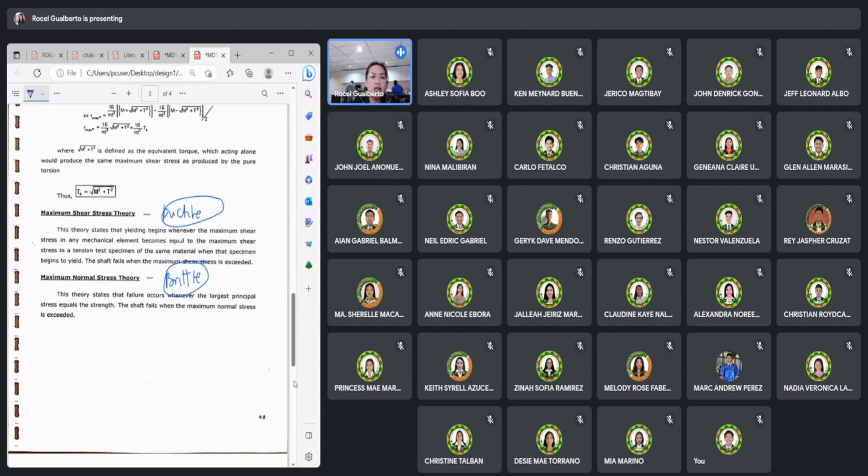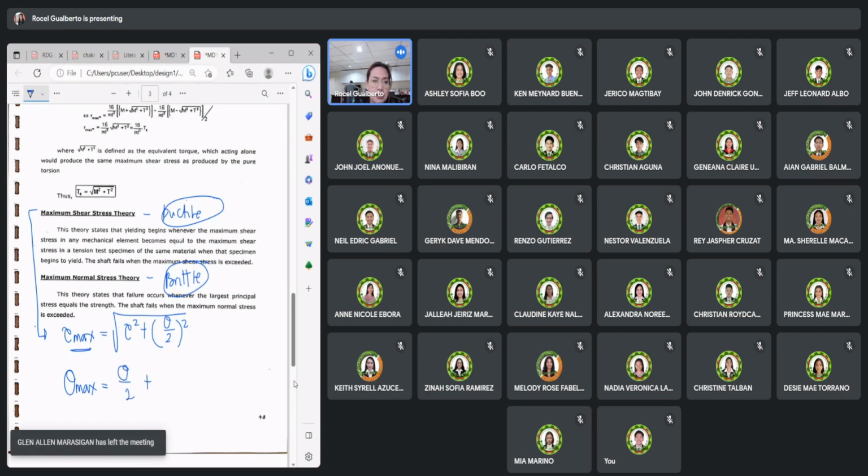Okay? Now, for the maximum shear stress, this is the equation for this one. We have tau max is equal to the square root of tau squared plus sigma over 2 quantity squared. Okay? So yun po yung tau max. At ito naman pong maximum normal would be your sigma maximum. And what would be the equation for your sigma maximum? That would be sigma over 2 plus the square root of tau squared plus sigma over 2 quantity squared.